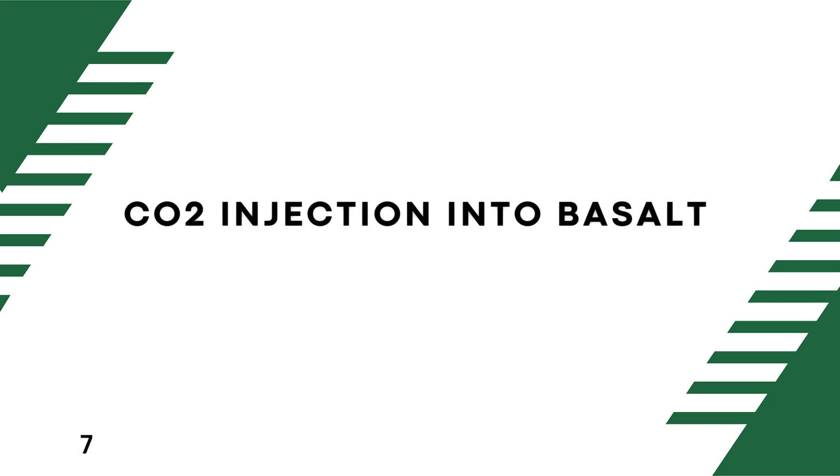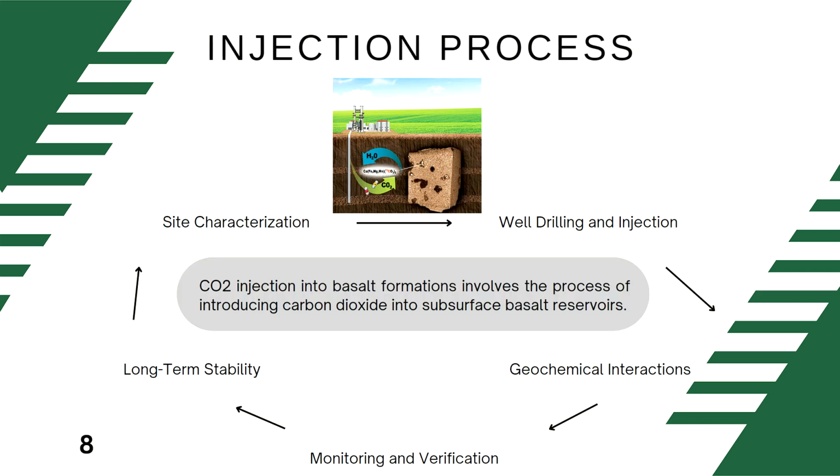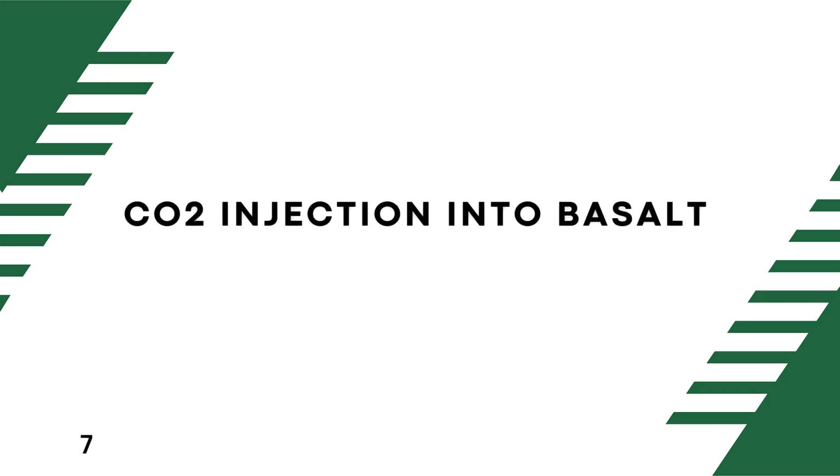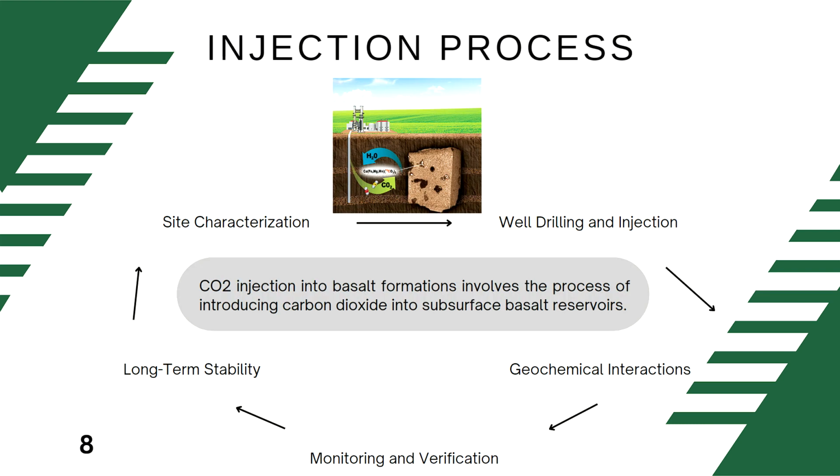Okay, next we go to the CO2 injection into basalt. So basically we have five processes: site characterization, well drilling and injection, geochemical interaction, monitoring and verification, and long-term stability. CO2 injection into basalt formation involves the process of introducing carbon dioxide into the subsurface of basalt reservoirs.